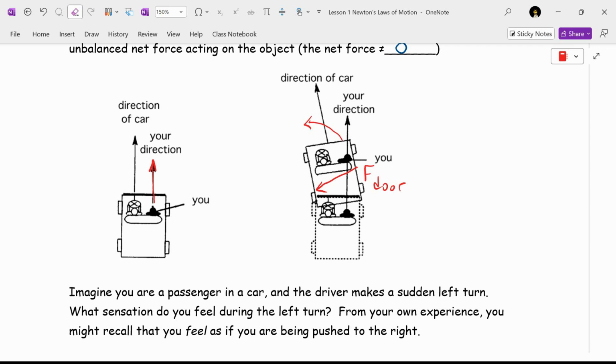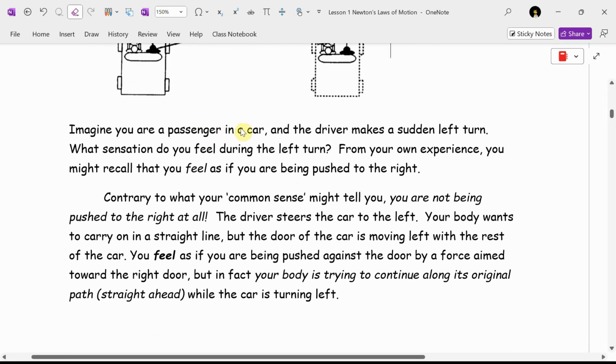If you're the passenger, you feel the door pushing on you, or you'll have to hold the handle up above your head. If you're the driver, you feel it through your arms and the steering wheel, and both of you also feel it a little bit. The seat applies some friction to your bodies, but something has to push you around that corner. So I wrote here, imagine you're a passenger in a car and the driver makes a sudden left turn. What sensation do you feel during the left turn?